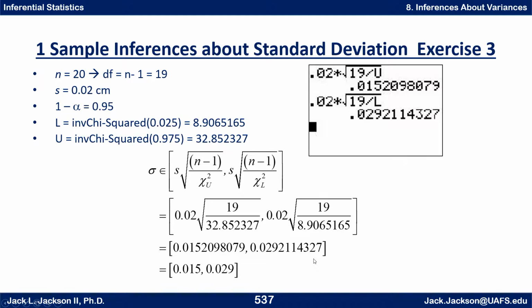So we are 95% sure that the true population standard deviation is in this interval from 0.015 to 0.029. Now remember, just as always with any confidence interval, the population standard deviation in this case is some kind of fixed number. It's not moving around. What's moving around is if we do different samples of size 20, we're going to get different standard deviations, but we would still have this kind of an interval, and it would capture the true mean 95% of the time.